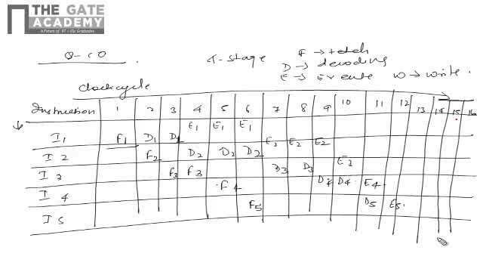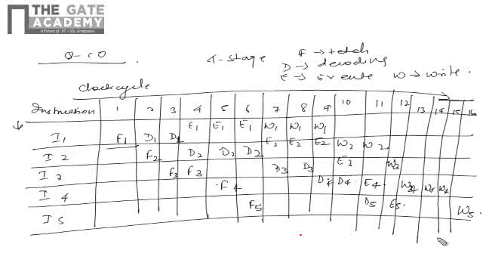Now the write stage. For the first instruction it requires 3 cycles, so W1. For I2 it requires 2 cycles, I3 requires 1 cycle, I4 requires 3 cycles, and I5 requires 1 cycle. So this is the complete cycle table related to our question.